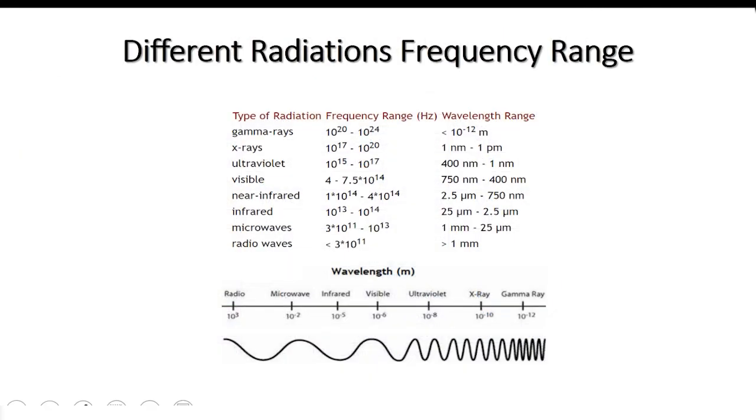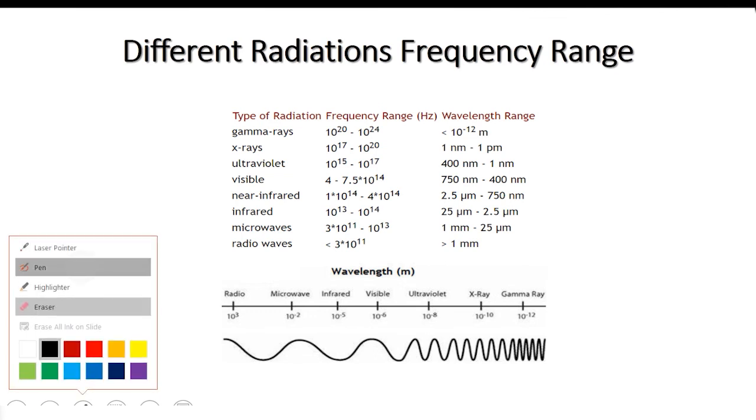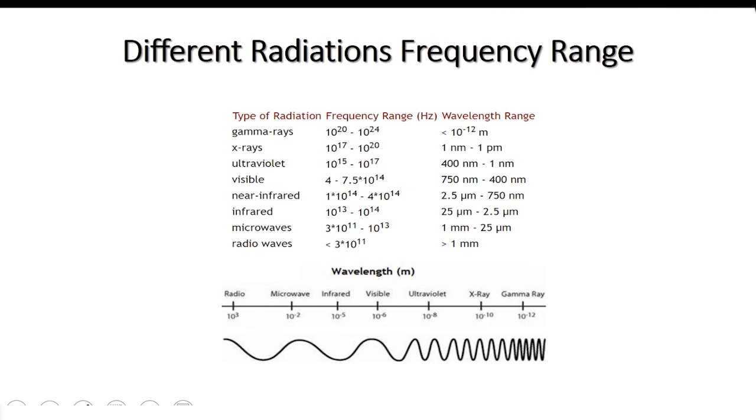Similarly, we have a different radiation frequency range. We can give different names to those frequencies, like the gamma rays, the X-rays, the ultraviolet rays, the visible light. This is the visible light, and the frequency range will go from about 4 to 7.5 times 10 raised to power 14.